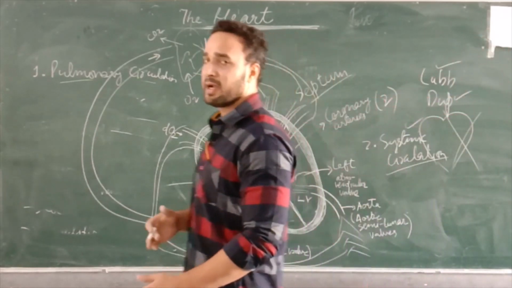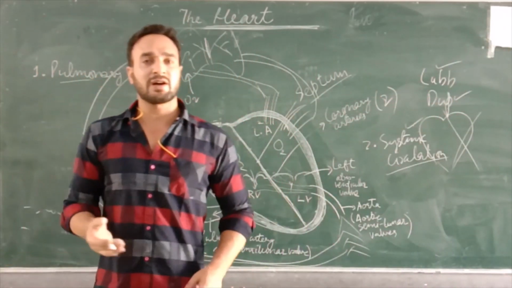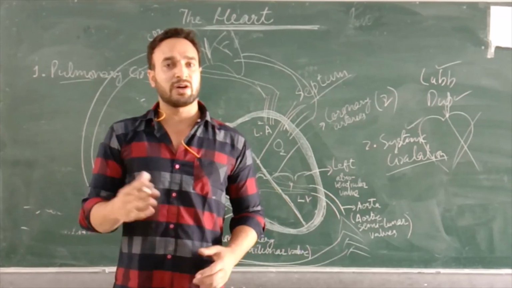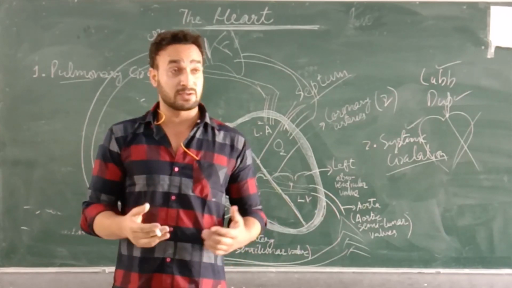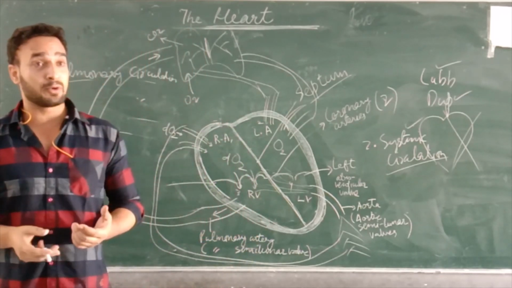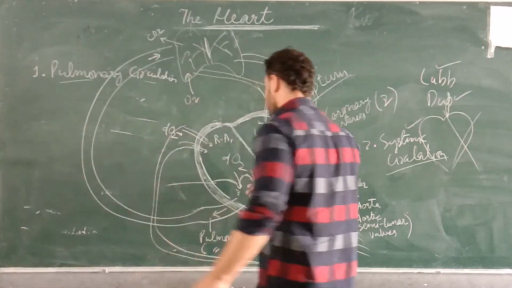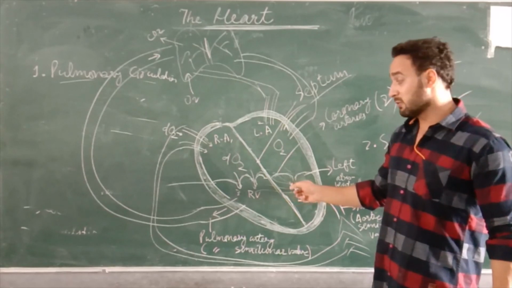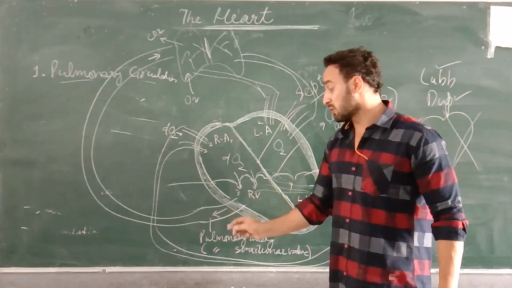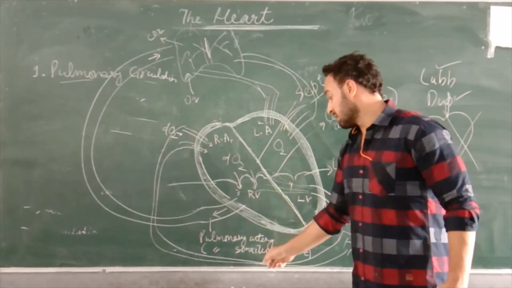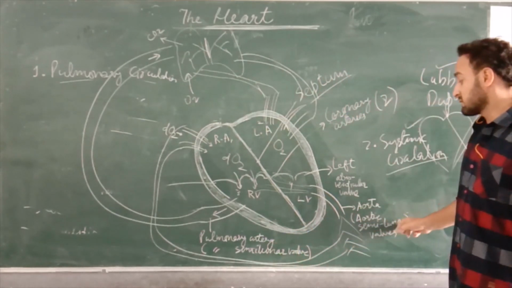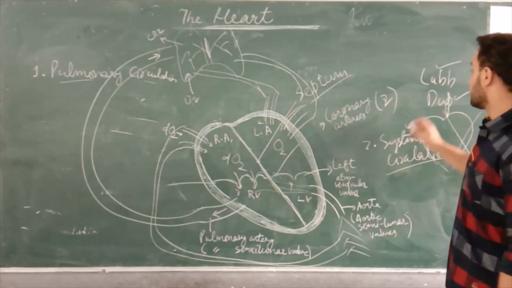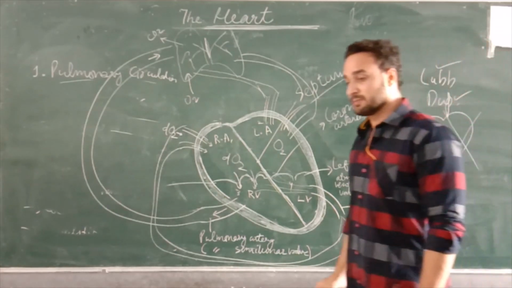So actually the lub and dup sound you hear is not because of the contraction or the relaxation of the auricles or ventricles. No, the lub and dup sound you hear is because of the closure of the valves. The tricuspid and bicuspid valves make the lub sound, and the dup sound you hear is because of the closure of the pulmonary semilunar valves and aortic semilunar valves. Understand? So that is the lub and dup sound.